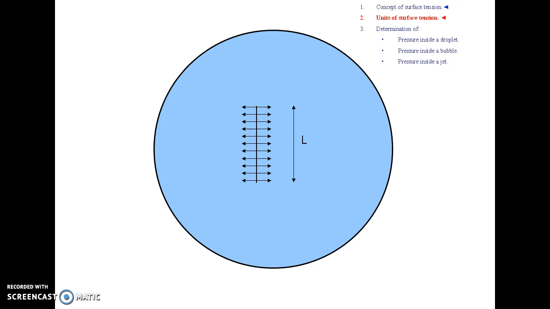Suppose this force of attraction is F. Then the surface tension is defined as F by L, that is force per unit length. So it is represented by lambda. Accordingly, its unit is Newton per meter.